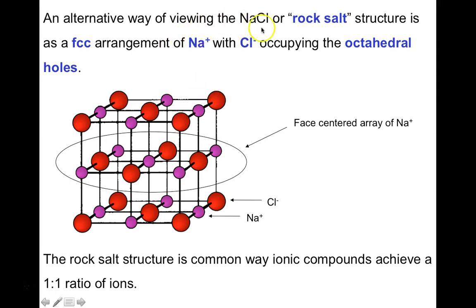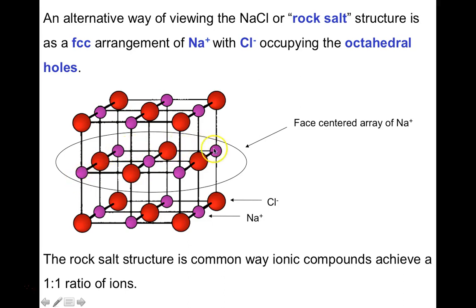Sometimes the sodium chloride rock salt structure is described in the opposite manner, which is that there is a face-centered cubic arrangement of sodium ions with chloride occupying the octahedral holes. This is not actually technically correct because the holes can't accommodate the larger of the 2 ions. But if you do look at the structure, it has that appearance.